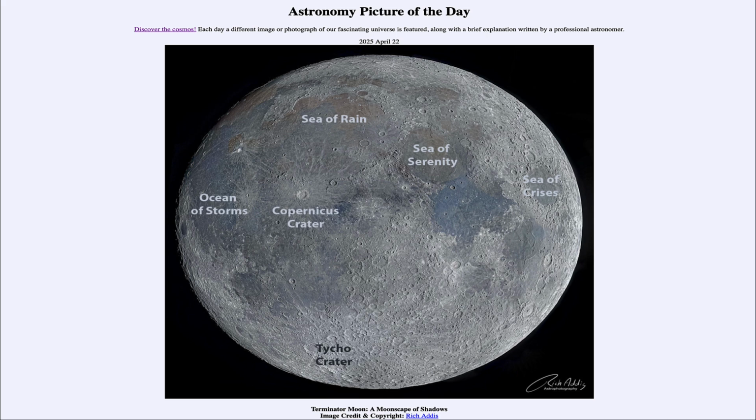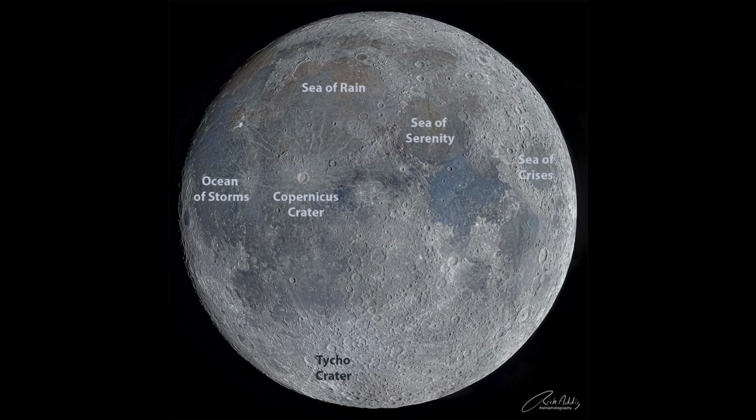Today's picture for April 22nd of 2025 is titled Terminator Moon, a moonscape of shadows. So what do we see here? Well, here we see an image of our moon, but not like anything we're used to seeing. If you're noticing, there's far more detail here. And that's because this is not a single image of the moon. This is many images of the moon put together.